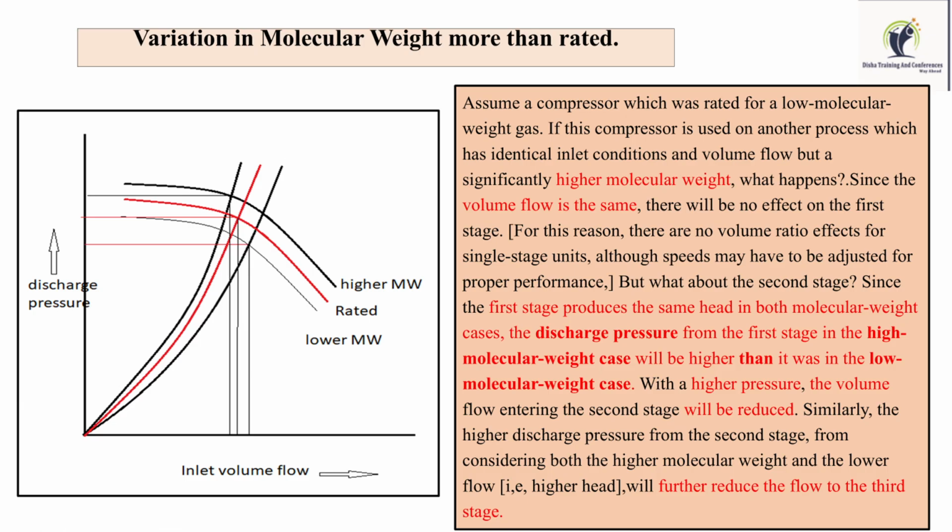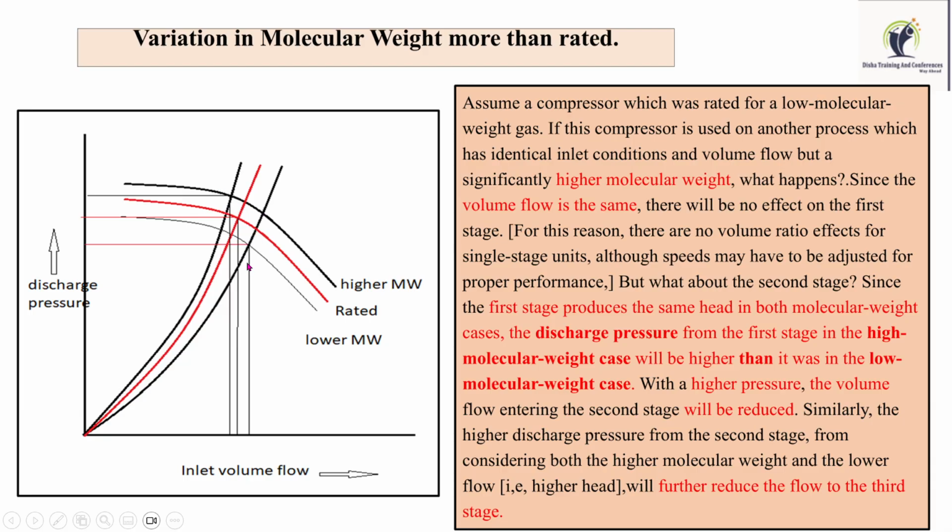Suppose we are changing the composition of the fluid handled, and we are discharging a higher density, higher molecular weight fluid. The head will remain the same. But when the head remains the same and you multiply it with the molecular weight, you will get a higher pressure. Then the compressor will operate here instead of there, and a reduction of the flow will take place. It is working here, so it is going nearer to your surging point.